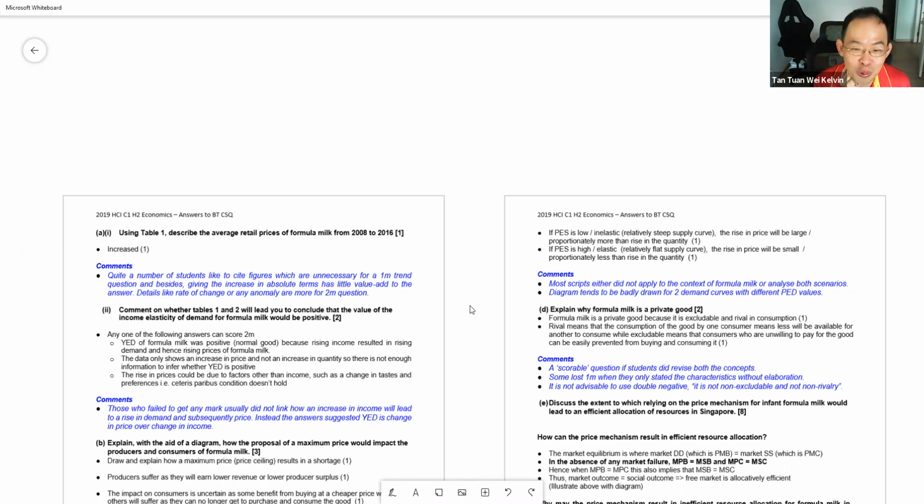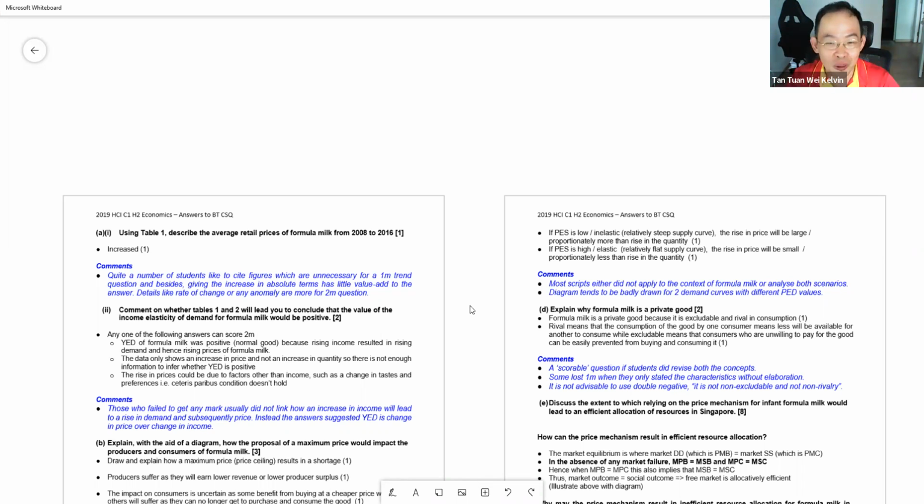I think a lot of students, when they do this, forgot to link the fact that YED is not about price increase. Some students, when they look at table 1 and 2, panic because table 1 talks about price. So they just say, because income increases, price increases, therefore it is a normal good, therefore YED is positive. That's not correct. YED is about how an income change leads to a demand change. But table 1 is about price. So you must try to link the demand increase to saying that price will increase.